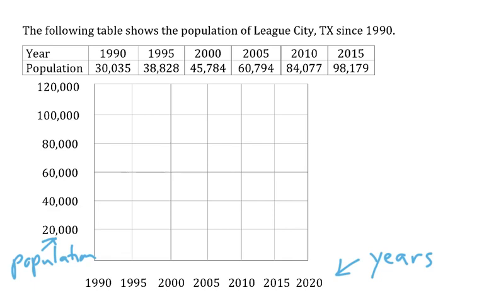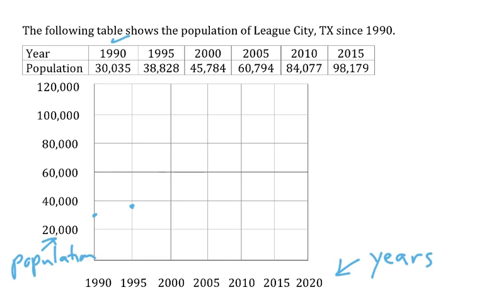When I look at the year 1990 and a population of 30,035, that would be a point where the horizontal value would be 1990 and the vertical value would be 30,000, and that would give me a point right about there. 1995, 38,828, I can approximate that right here. Bear in mind, these are all approximations. This is not an incredibly accurate graph, but it's a good approximation.